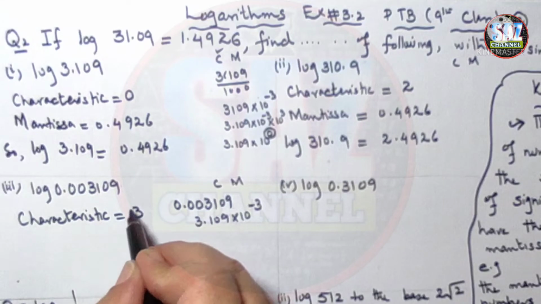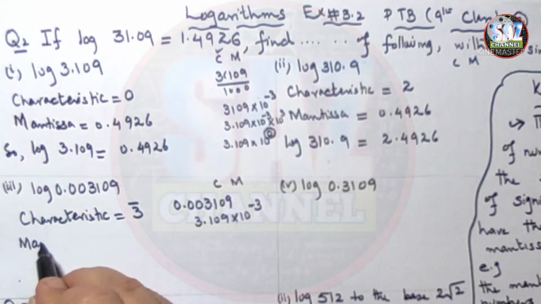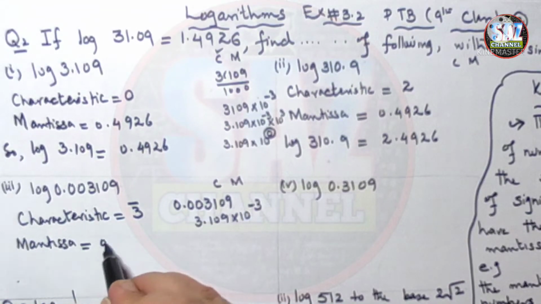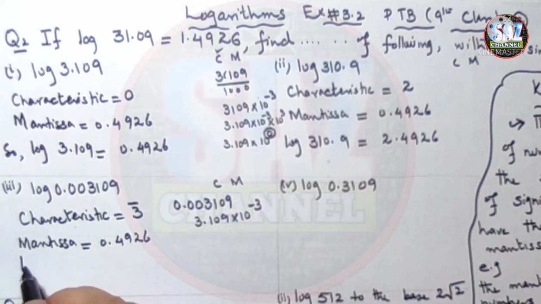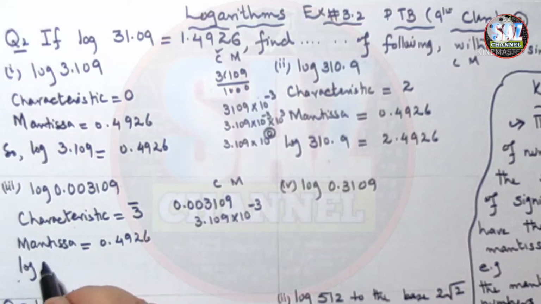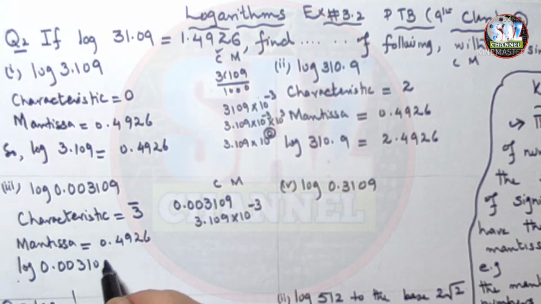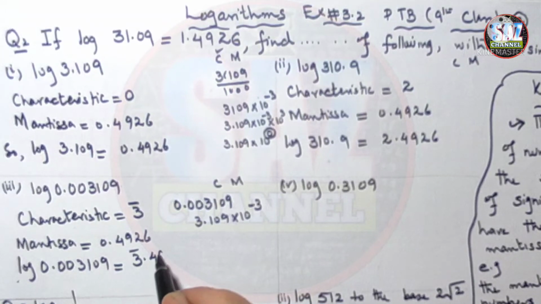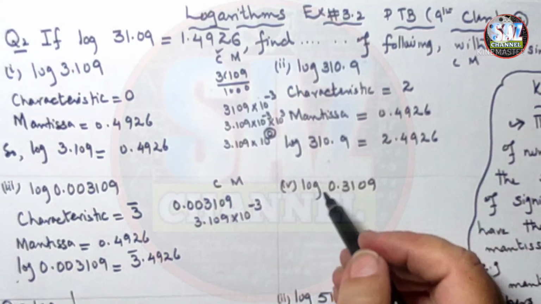Minus 3 or 3 bar, and mantissa is already given in the question, 0.4926. So the log of 0.003109 equals 3 bar 0.4926.